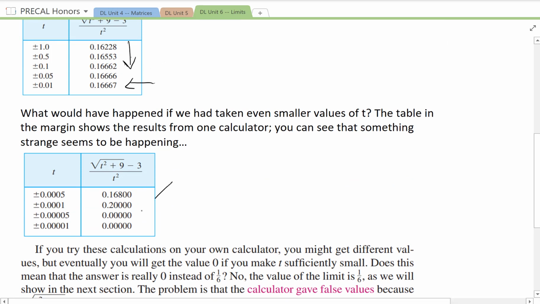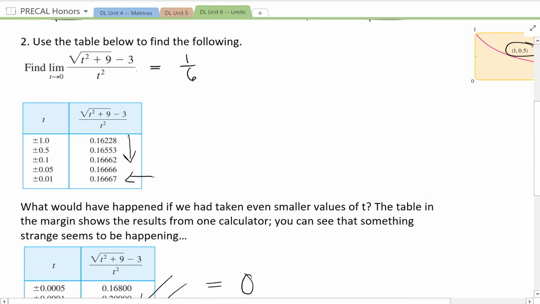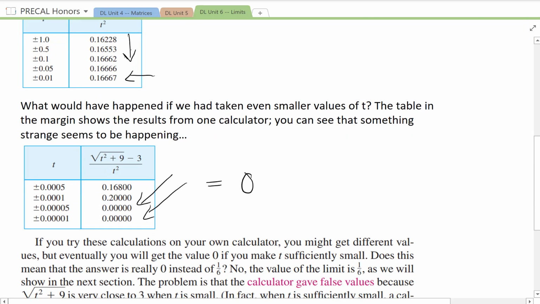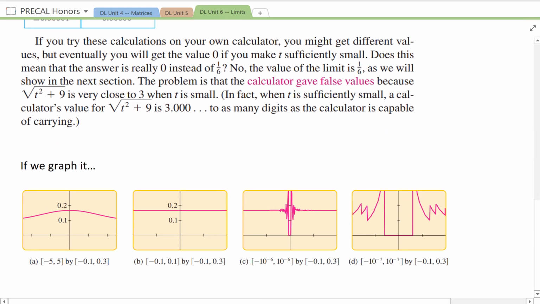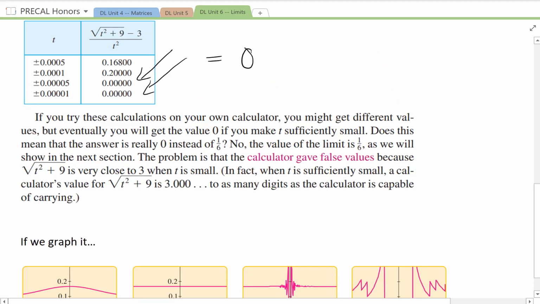Ooh. It appears that f of x is actually approaching 0. So what is it? Is the limit 1/6 or is it 0? Here's the thing. If you try these calculations on your own calculator, you might get different values, but eventually you'll get 0 if you make t sufficiently small.